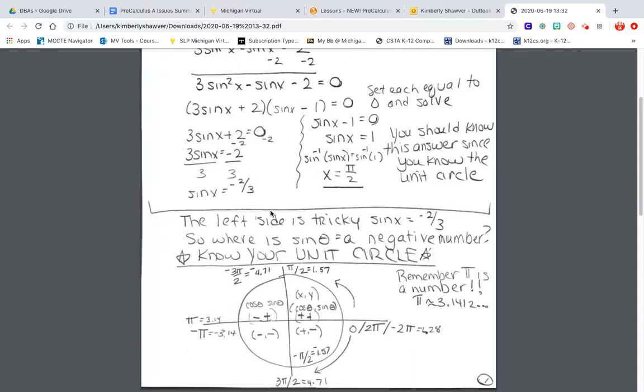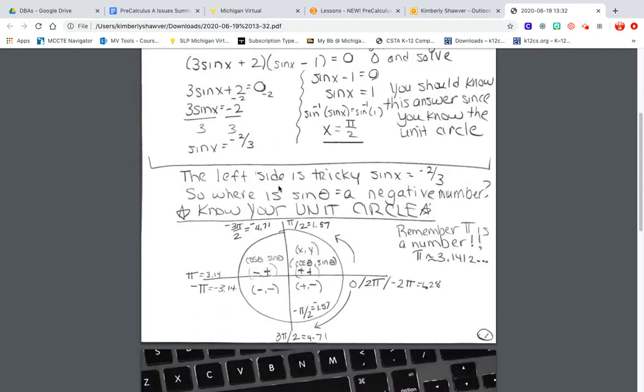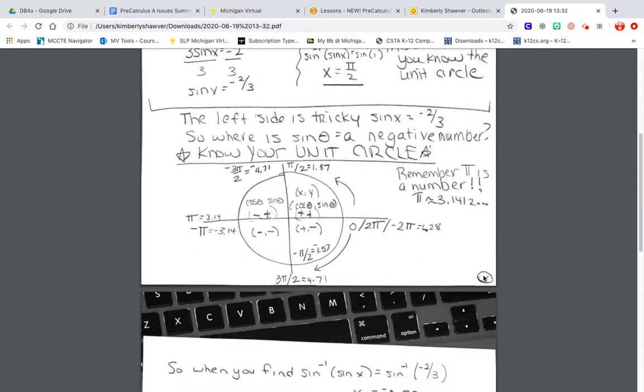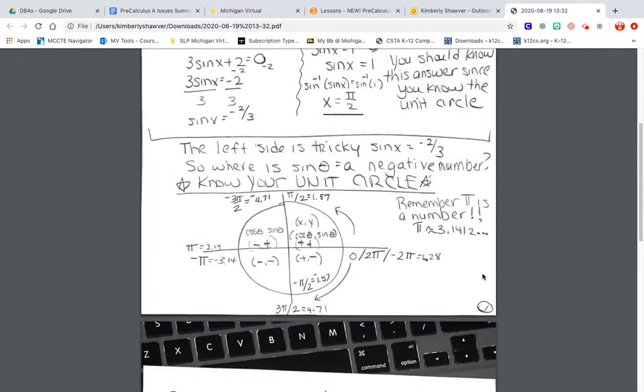This is the trickier side. So we have to isolate the sine of x. We bring 2 to the other side and divide through by 3. So we have the sine of x equals negative 2/3. So the left side is tricky. Where is sine of theta, or sine of x, a negative number? And this is why you need to know your unit circle big time.